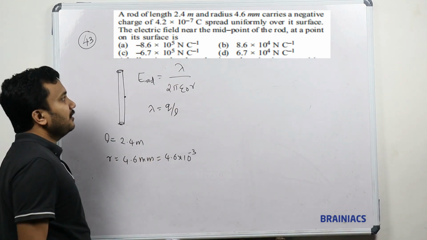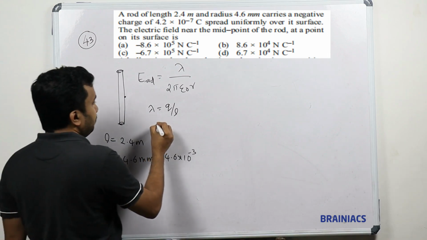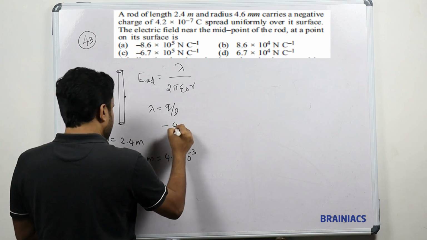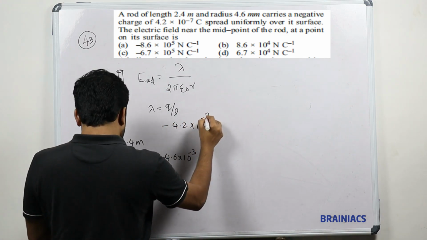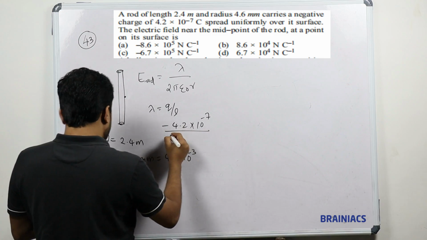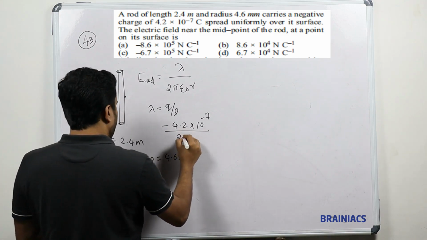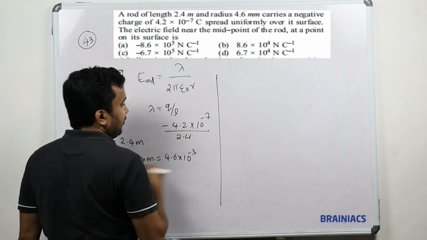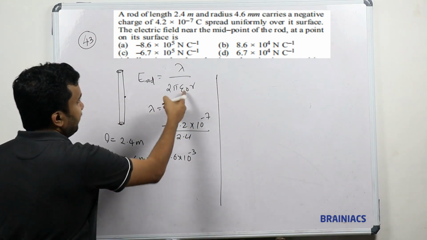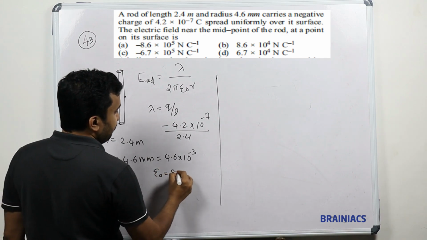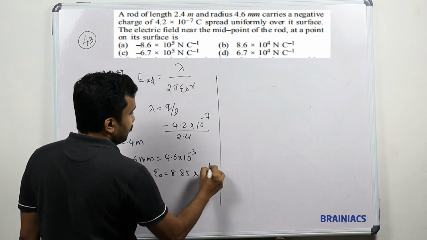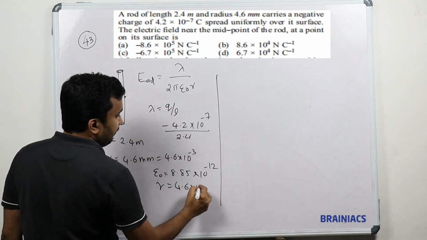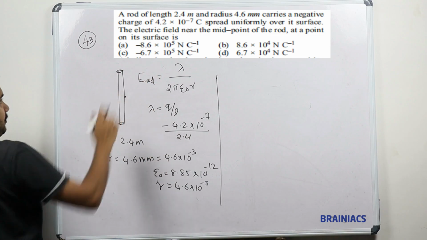Charge by length is called lambda. We can substitute all the values. The charge is given; it is a negative charge, so minus 4.2 into 10 power minus 7. Length is 2.4 meter, so we don't need to convert it. Epsilon 0 you know is 8.85 into 10 power of minus 12, and the radius value is 4.6 into 10 power of minus 3. So substitute all the values.